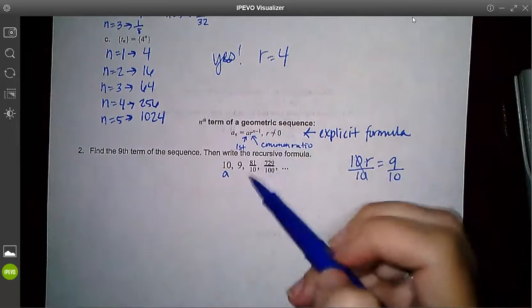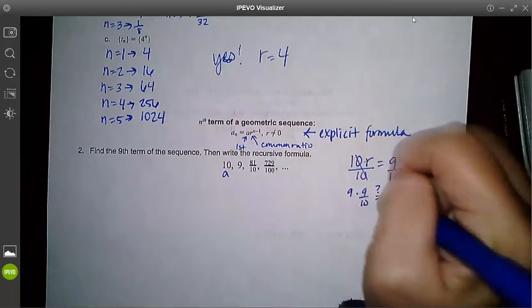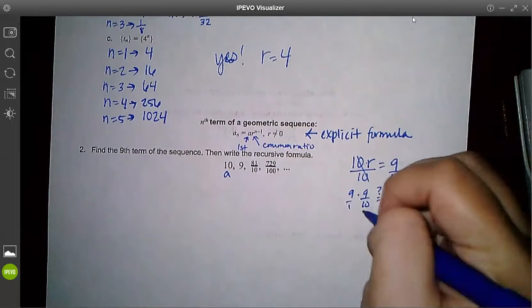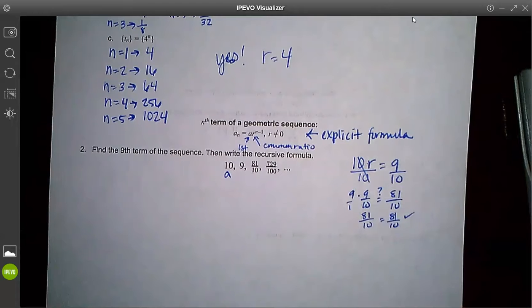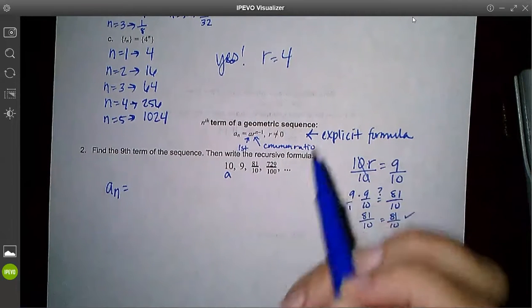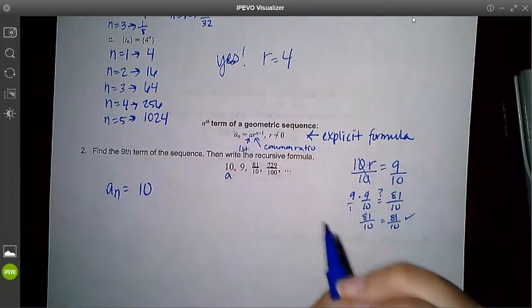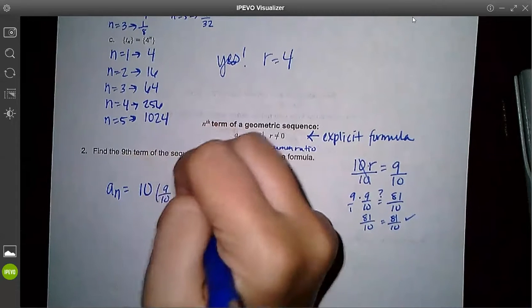Does that work? 9 times 9/10. So does 9 times 9 equal 81/10? Well, we multiply fractions straight across. 9 times 9 is 81. So that's kind of how you can figure out your common ratio, and you can check that if you'd like to keep going. So A sub n, this is my explicit formula: my first term times my common ratio, which is 9/10, to the n minus 1. That one is explicit.